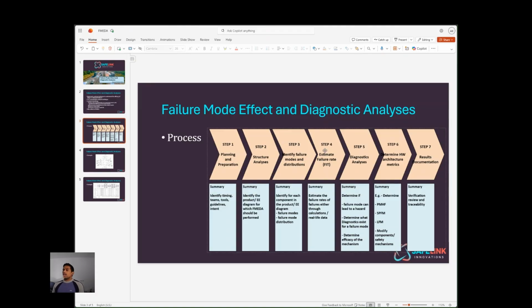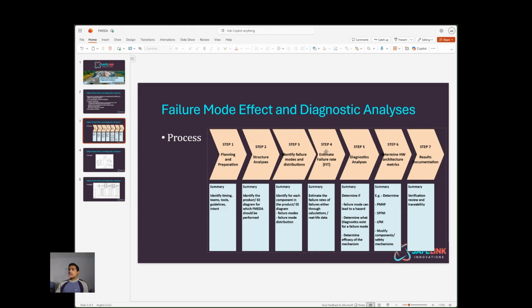Step 4 is to estimate the failure rate. Now, this is a very, very crucial step of the process. The estimation of the failure rates can be done either based on real-life data, or it can be done through calculations based on certain standards. Estimating failure rates through real-life data involves accumulating a lot of data, which may not be available. Imagine you're making a product for the first time, in which case you'll have to resort to calculations, and there's a lot of mathematics around it, which we'll cover in a separate topic.